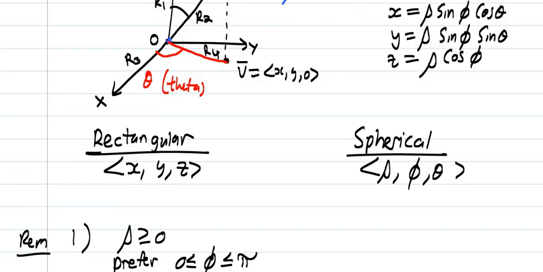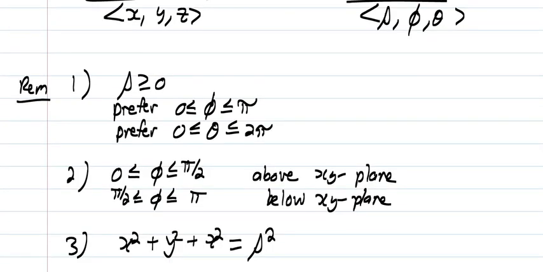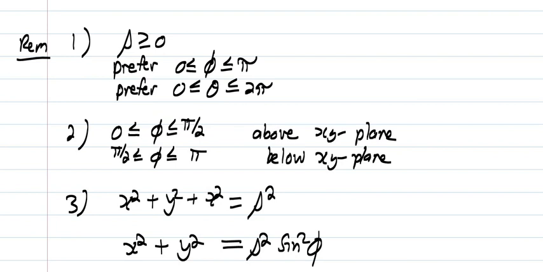All right. Now, a couple of remarks. Firstly, rho is greater or equal to 0 because it's a distance. We prefer phi to be between 0 and pi, and we prefer theta to be between 0 and 2 pi. So if theta is outside that interval, you just subtract or add suitable multiples of 2 pi to be in that interval. All right. Now remember what phi is. Phi is the angle with respect to the positive z-axis. So if you want points above the xy plane, then phi is between 0 and pi over 2. Remember that. If you want points below the xy plane, then phi has to be between pi over 2 and pi.